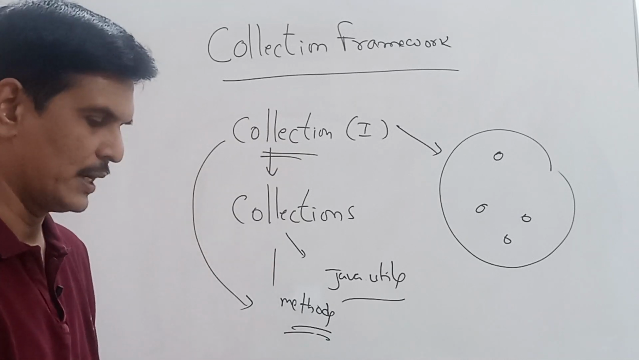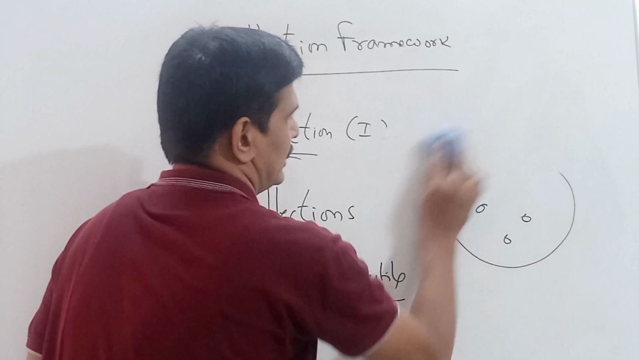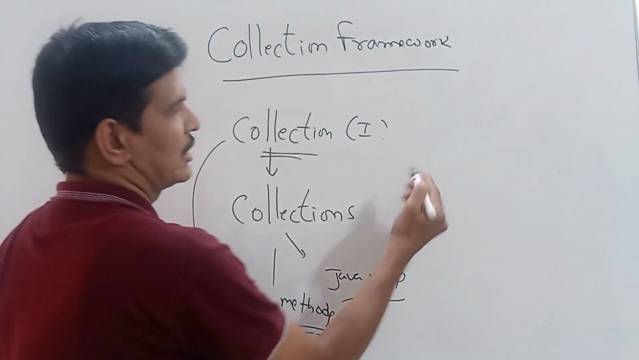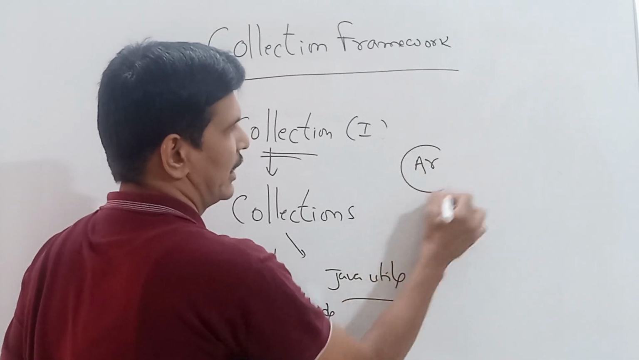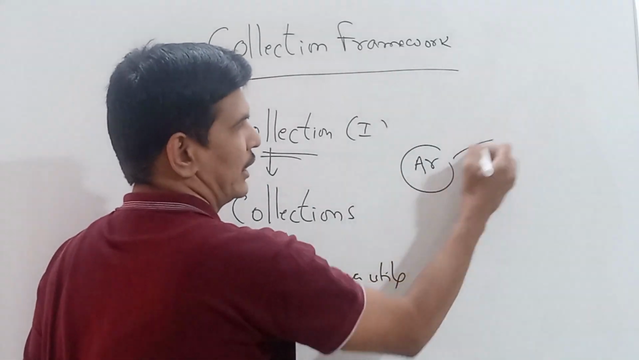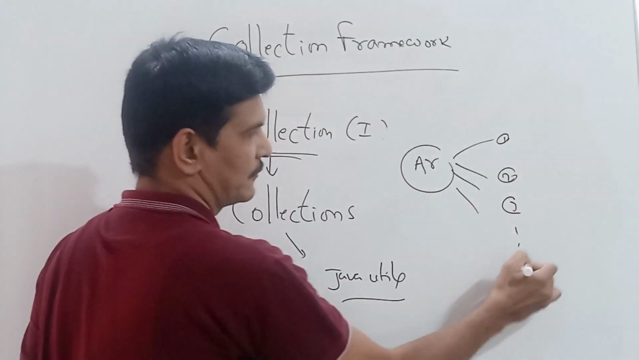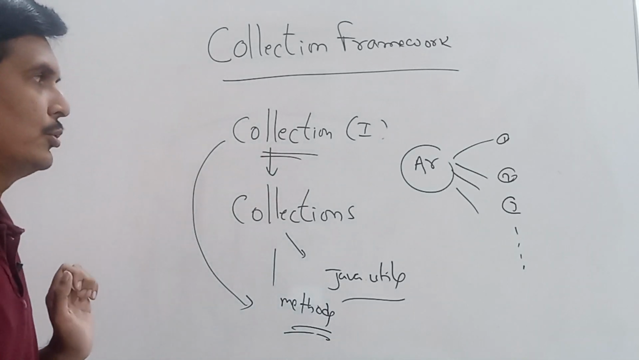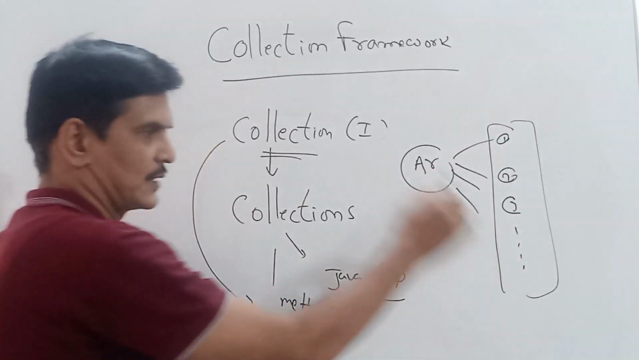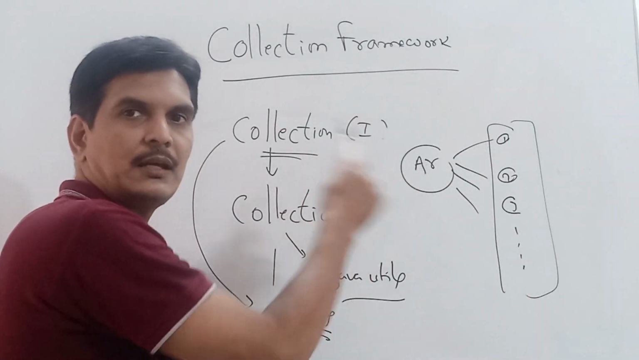Now let me show you one example here. To understand this, let's take a small ArrayList object. Let me create one ArrayList, let's say AR, with some elements in it: element 1, element 2, and element 3, which are different objects. I want to sort all these elements inside the ArrayList. ArrayList is basically a collection object.